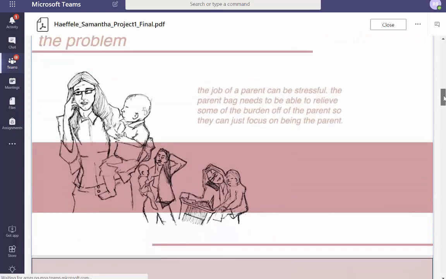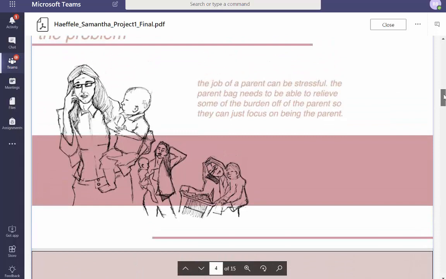Countless love is the problem. Yes, it can be stressful. Bold parent, stressful. We got it. Needs to relieve some of the burden. Let me read this, see if it offends me. The parent bag needs to be able to relieve some of the burden off the parent so they can just focus on being a parent. Are we saying children are burdens? I know you're not trying to say that, but does it come across that way?